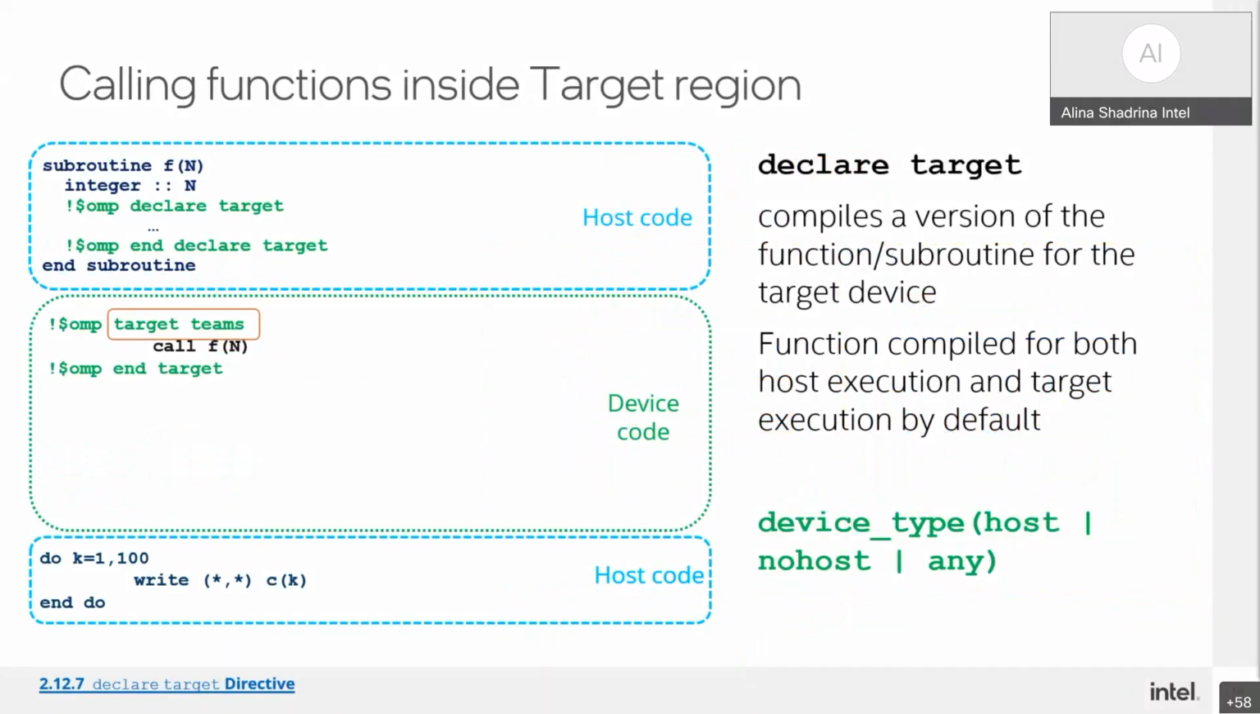The declare target construct ensures that procedures and global variables can be executed or accessed on a device. So if you use host, you will get only the host version. Sorry, no host will compile only a device version, and any device type will compile both host and device versions.